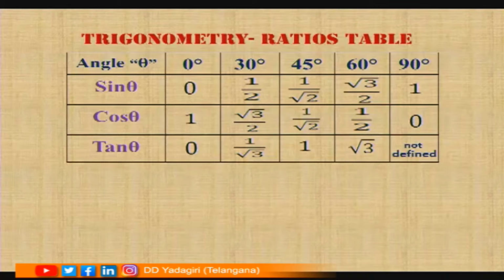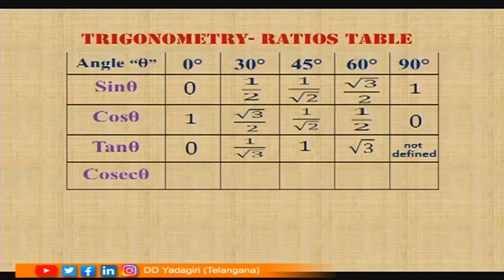tan 60 is root 3, but we can't define 1 by 0, that means division by 0 is not possible. So, we generally call it not defined, that means tan 90 is said to be not defined here, or we call it infinity.